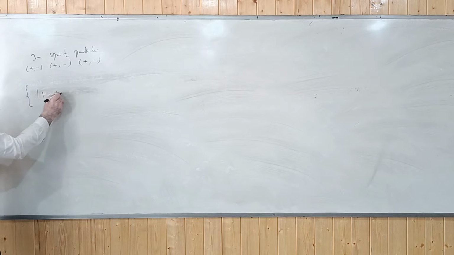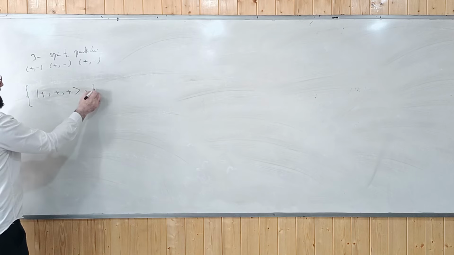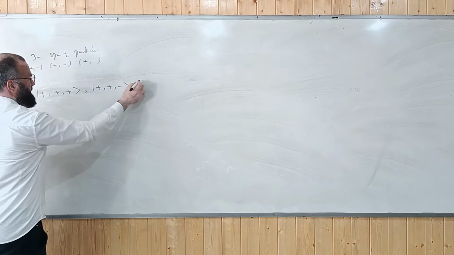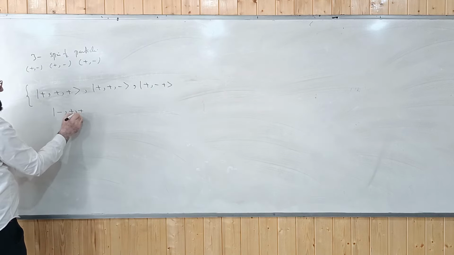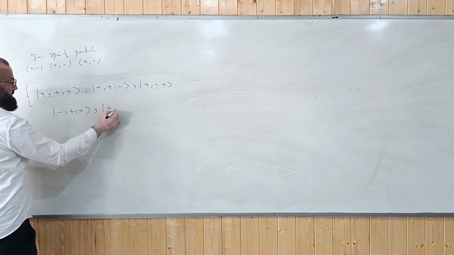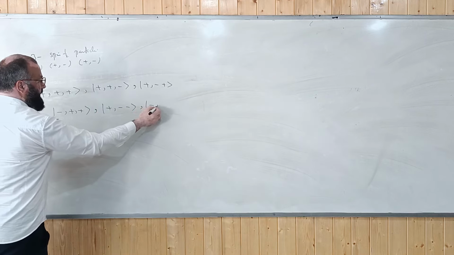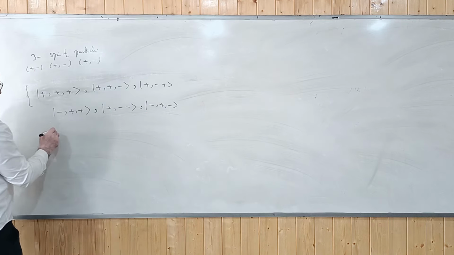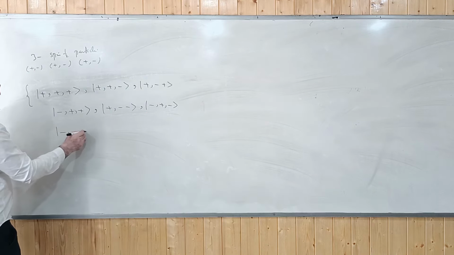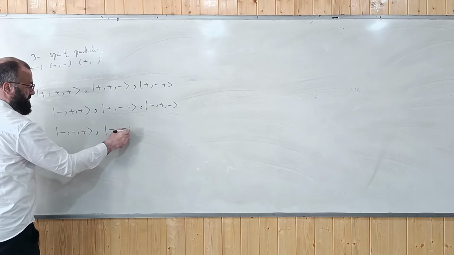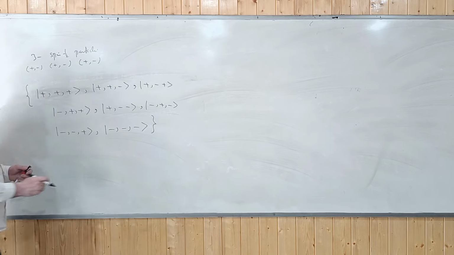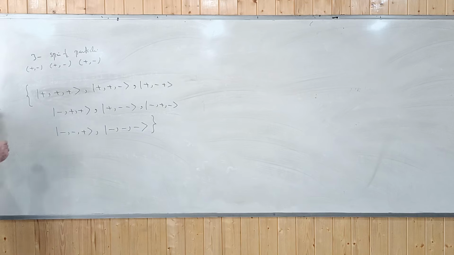So plus, plus, plus. Clear? Then plus, plus, minus. Then plus, minus, plus. Then minus, plus, plus. Then plus, minus, minus. Then minus, plus, minus. Then minus, minus, plus. Got it? Then minus, minus, minus. So how many states are there? 8 possible states. So the dimensionality of the vector space is 8, that's 2 raised to 3.